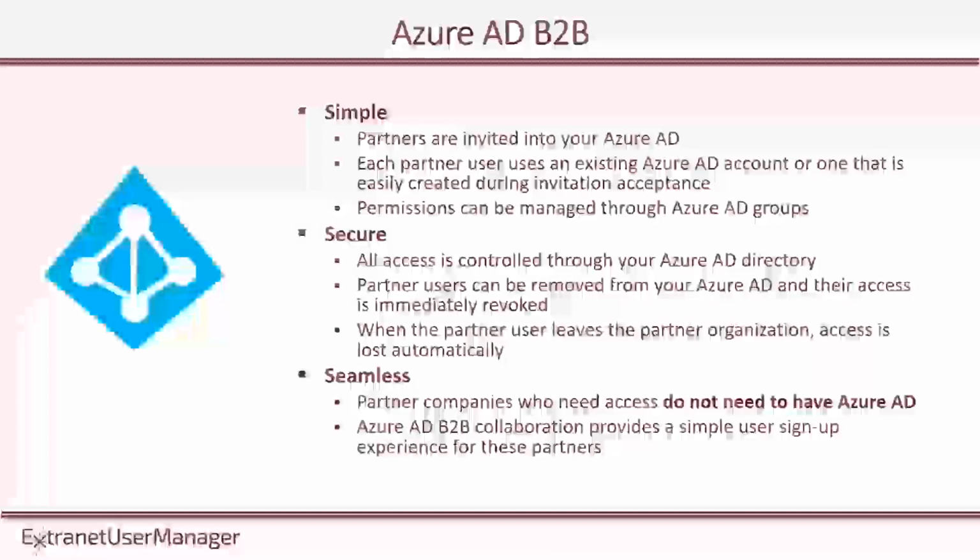Basically, your partners are being invited in. Your access is all secure and controlled through your own Azure AD directory. And the partners that you invite in only have access if you grant them. You can remove that access at any point in time and their access is immediately revoked. But also, if that partner leaves that partner organization, they're going to get shut down on that side and lose that account, and that basically removes access into your extranet as well.